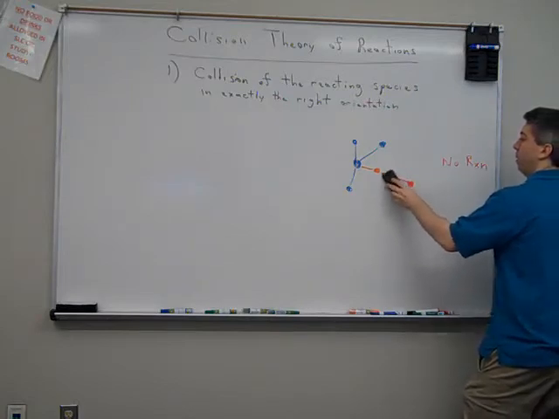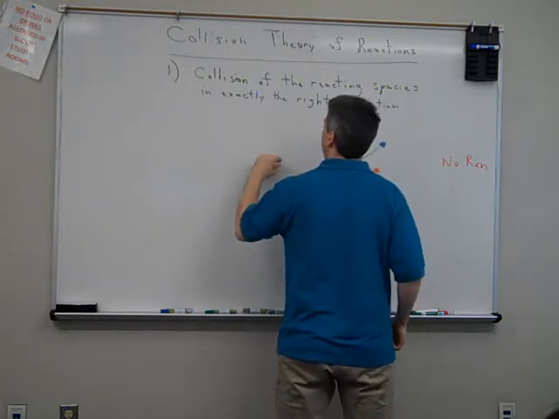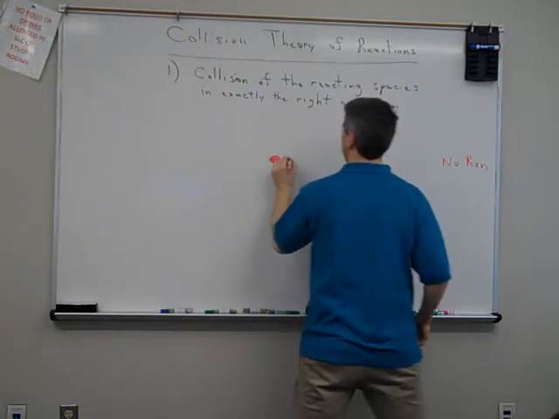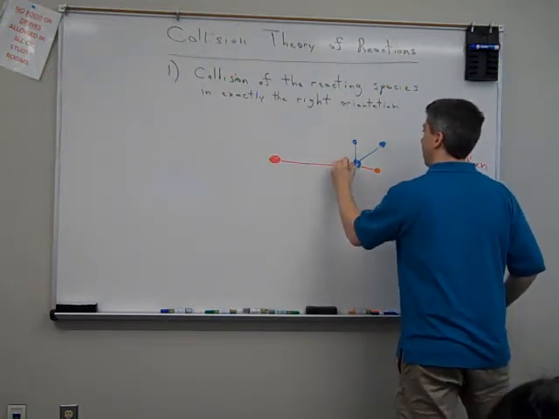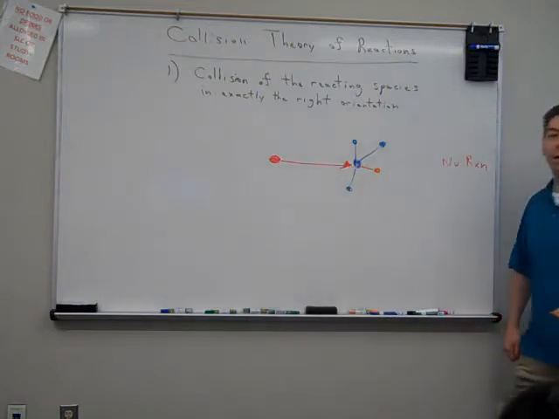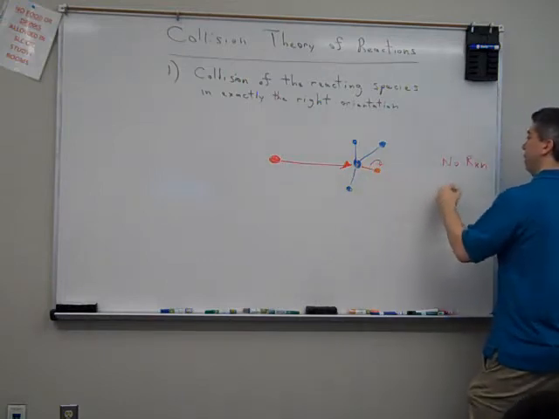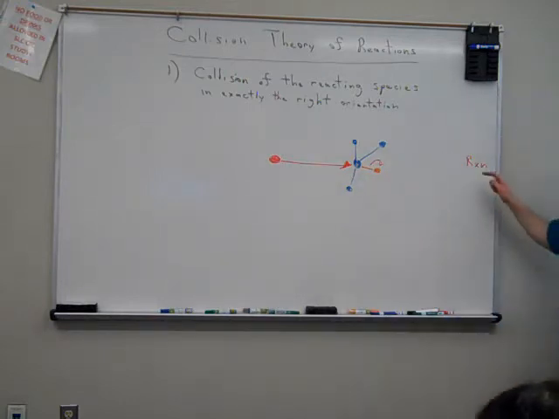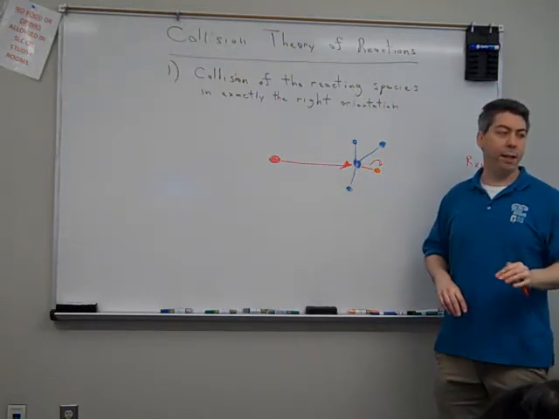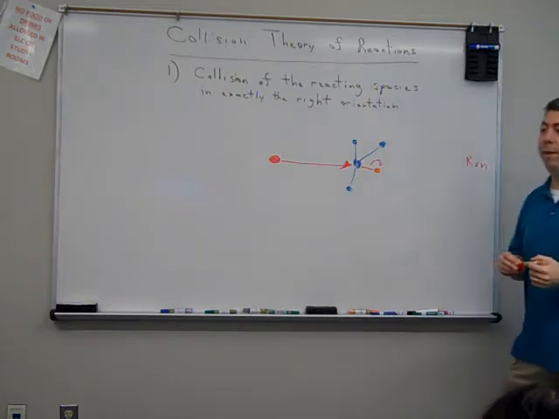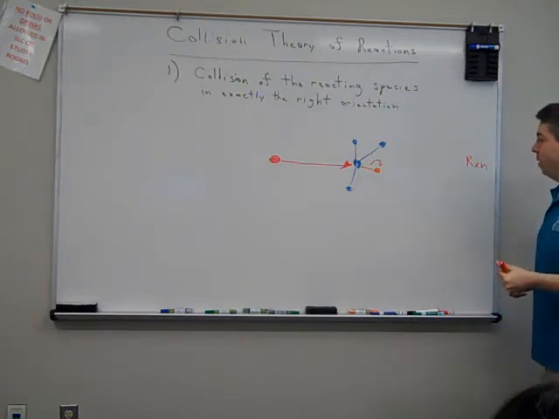However, if you get that ion coming in from over here, and it hits right here, this blindside attack from the back is likely to cause this bond to break, and you go from no reaction to reaction. But it takes a pretty precise hit. It's only going to happen if it hits exactly in the right orientation. Does that make sense? Okay, cool.